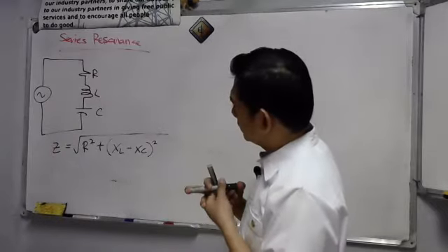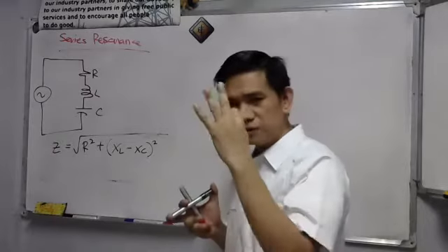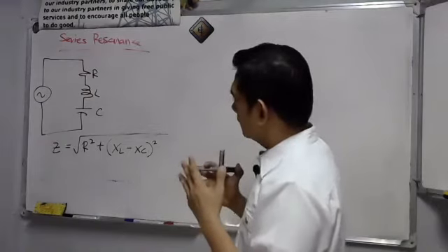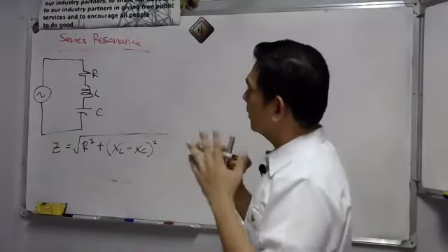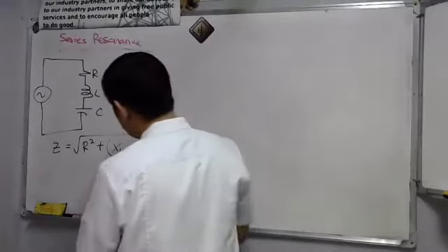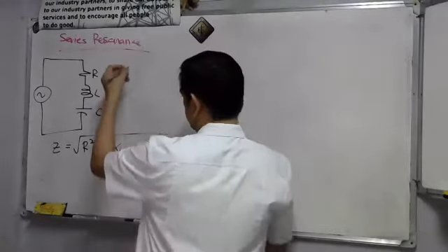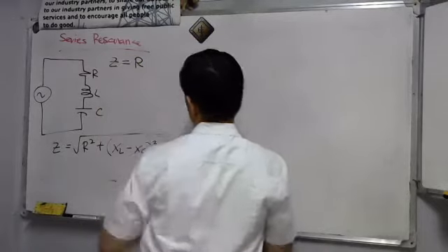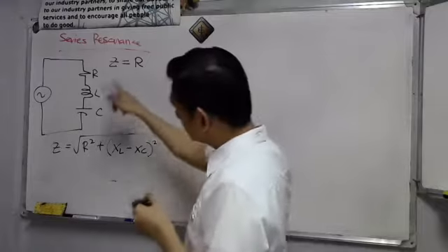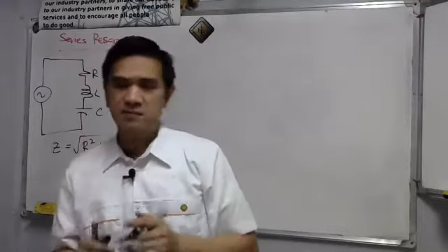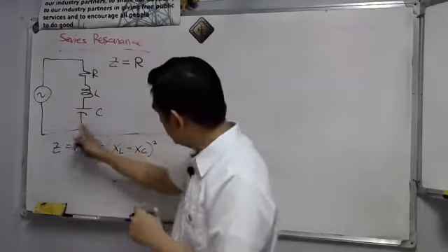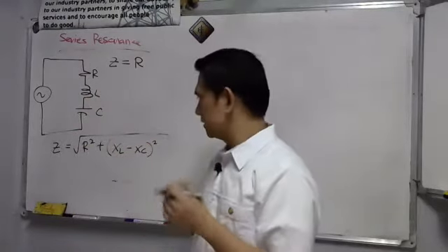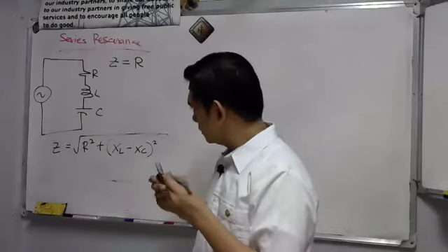So, there are three conditions. No? There are three conditions for us to have a series resonance, no? Para magkaroon tayo ng series resonance, please take note of this. That our Z is equal to R. A circuit becomes purely resistive. But in this series RLC circuit, how does this circuit become a series resonance at resonance condition?